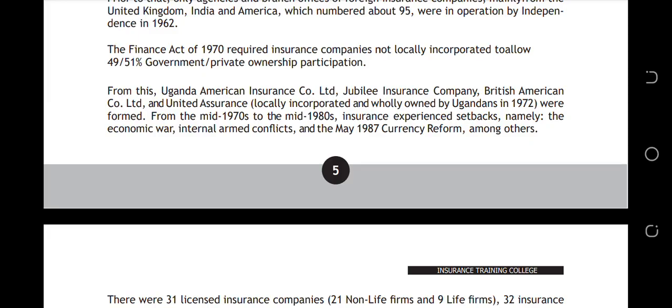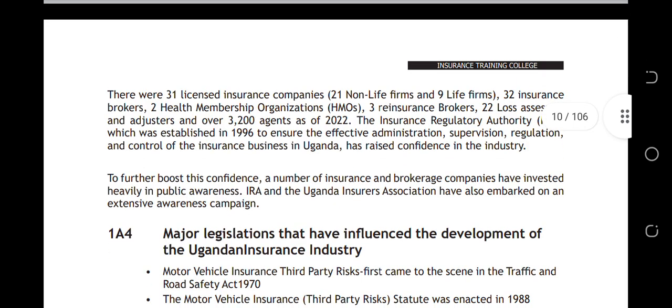Then, from the mid 1970s to the mid 1980s, insurance experienced setbacks. As you move on with starting up a business, there must also be setbacks. They all have to be there. So setbacks did happen. It was during the economic war, the internal conflicts, and the May 1987 currency reforms, among others, as you know.